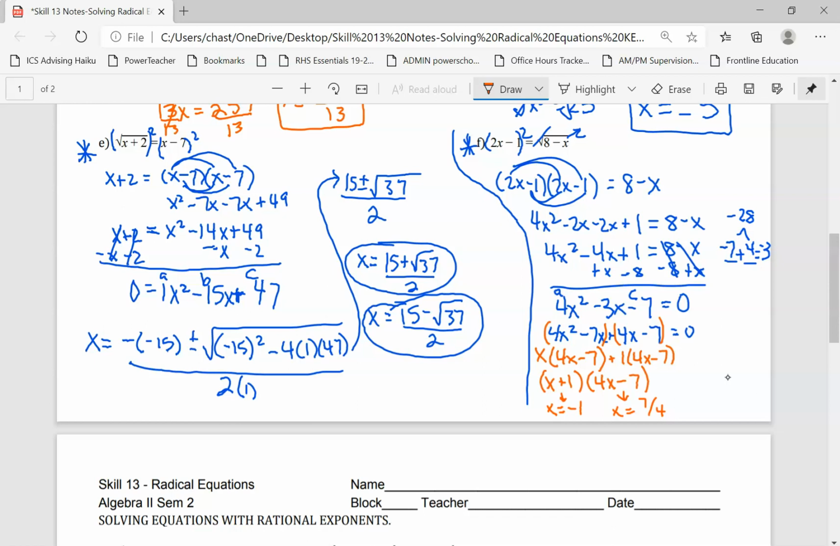Okay, so what we're going to do now is we have to check for extraneous solutions, and it looks like neither one of these will actually cause the square root part to be negative, because 8 minus negative 1 makes positive 9. And 8 minus 7 fourths, well 7 fourths is just like 1 3/4, so 8 minus 1 3/4 is not going to make the square root negative. So those are your two answers for that. Okay? If one of those had made the square root negative, we would not have used it.